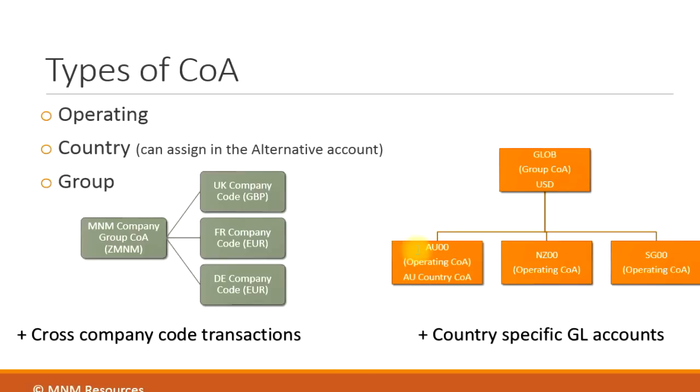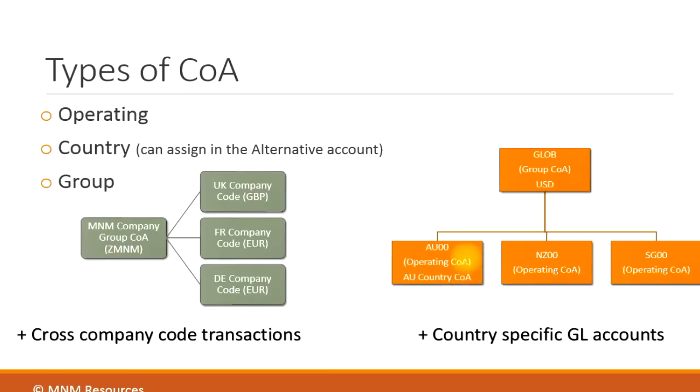Now for some countries, they might need to have their own country-specific chart of accounts because the current operating chart of accounts might not be sufficient for them, or there might be a country-specific requirement that they need to report it separately. So then some company codes will have their own chart of accounts. For example, an Australian company code might have their own Australian one, New Zealand might have their own one, and Singapore might have their own one. So then you won't be able to do cross-company code transactions because they're not under the same operating chart of accounts. So that's the difference between having the country and operating chart of accounts levels.